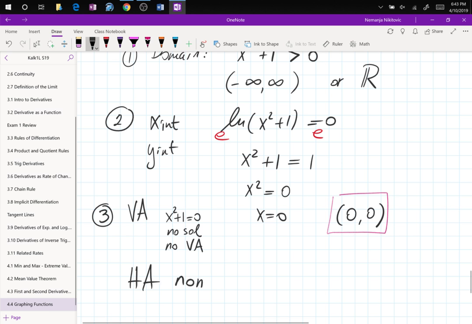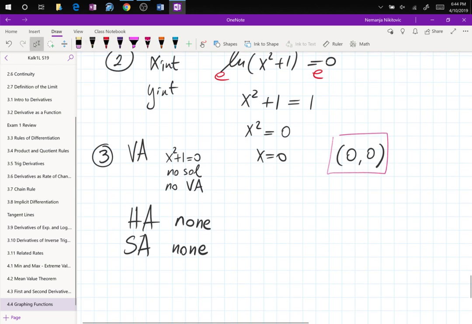We have no HA and no SA either. They don't have them anyway for ln. So the way to get the asymptote for ln problems is to take the argument and set it equal to 0. But in this case, setting equal to 0 did not produce any x values. So no asymptotes of any kind.